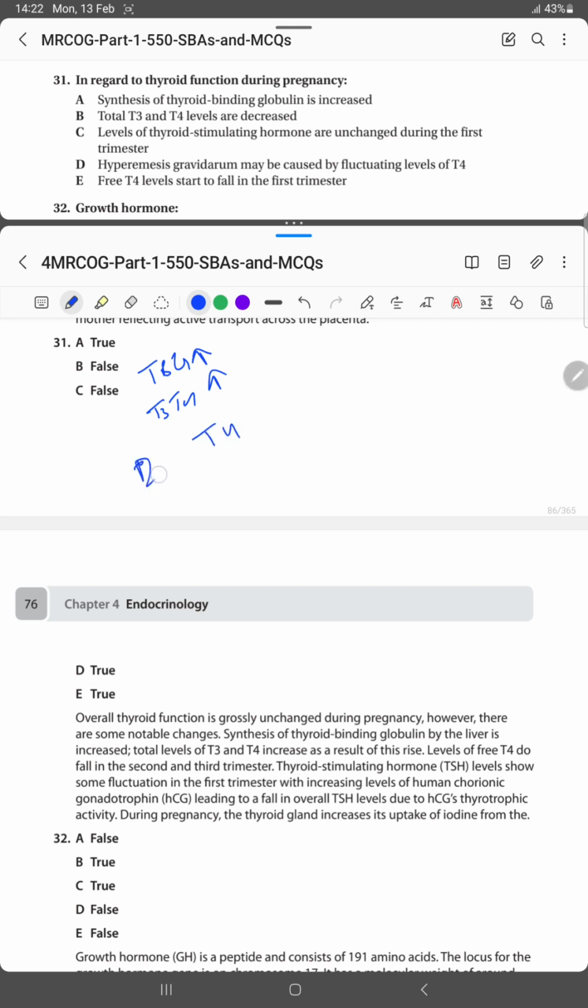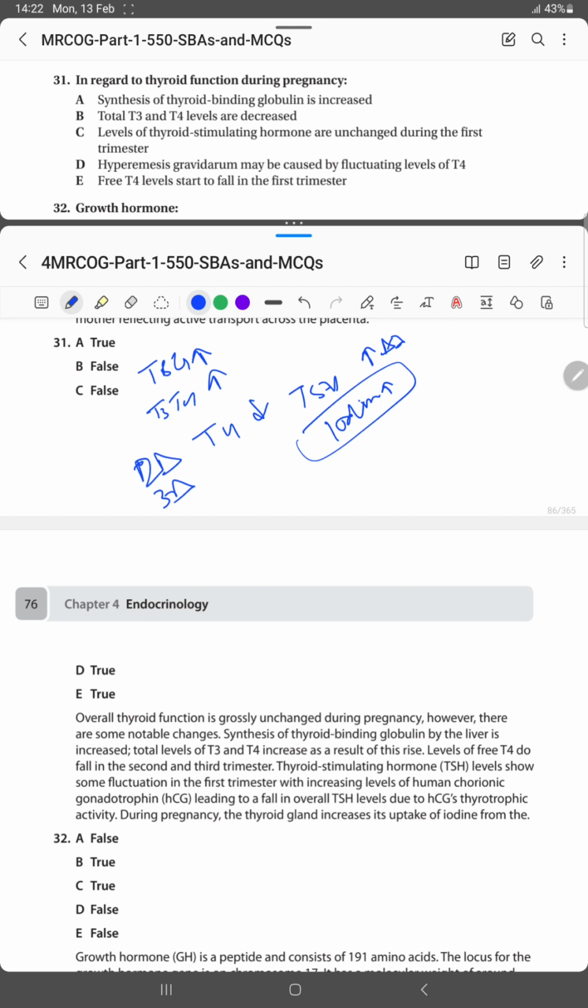In the second and third trimester, the level of free T4 is going to fall, and the thyroid stimulating hormone levels show some fluctuation. In the first trimester they are going to increase, with the increased level of human chorionic gonadotrophin, leading to a fall in the overall TSH levels due to the HCG thyrotrophic activity. During pregnancy, the thyroid gland increases its uptake of iodine, not in overall pregnancy, but the uptake of the thyroid gland increases.